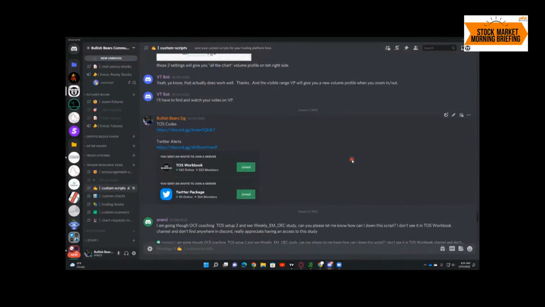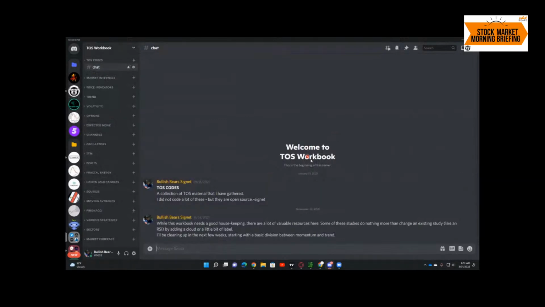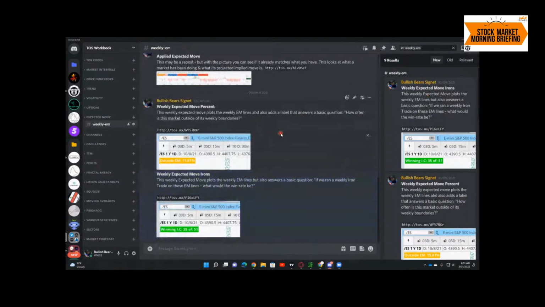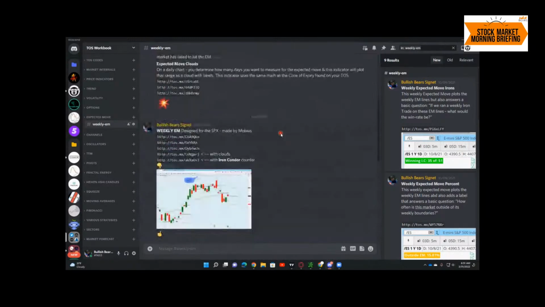Discord has search features. So once you go to the Thinkorswim workbook, you could just go to the upper right corner, type in the word weekly EM. You can see just by typing the word week, it already popped up and shows me weekly EM. Just click on any of these, and I've got all of these different ones. They all do the same thing. They just do a little bit extra.